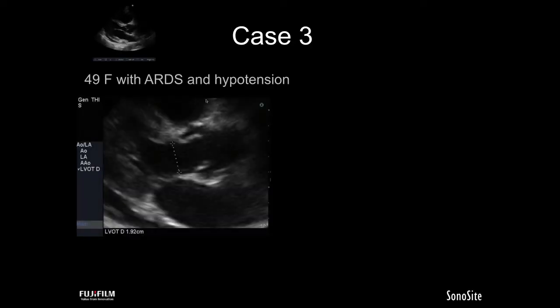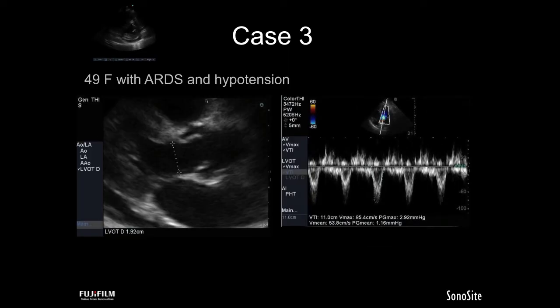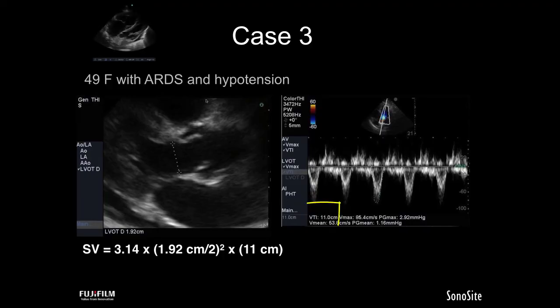Back to our case, though, very exciting. So this 49-year-old female with awful right heart failure. We're going to go under the hood and look a bit deeper because this case is complicated. We need good data. So we're going to take the LVOT diameter, and we measure that to be 1.92. Remember, I told you most people are almost right around 2 centimeters. And we're going to measure the VTI. And the VTI is measured at a whopping 11 centimeters.